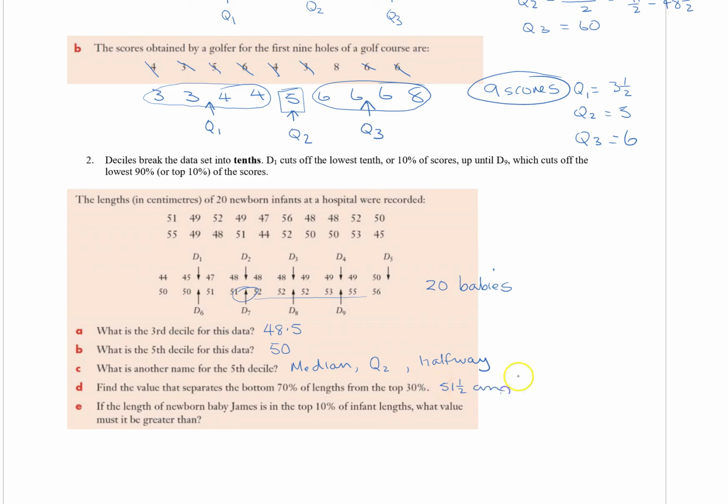I think these are centimetres. If the length of newborn baby James is in the top 10%, what value must it be greater than? Must be greater than 54 centimetres, because 54 is our D9, halfway between 53 and 55.